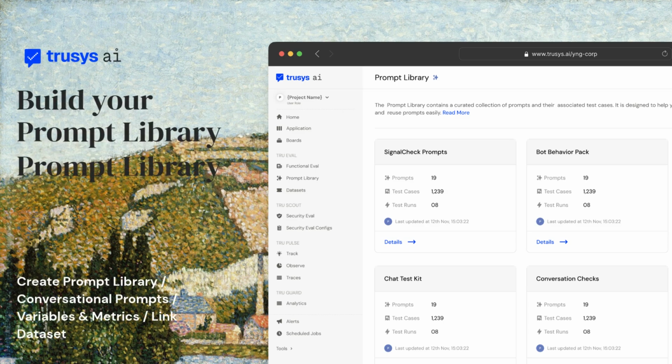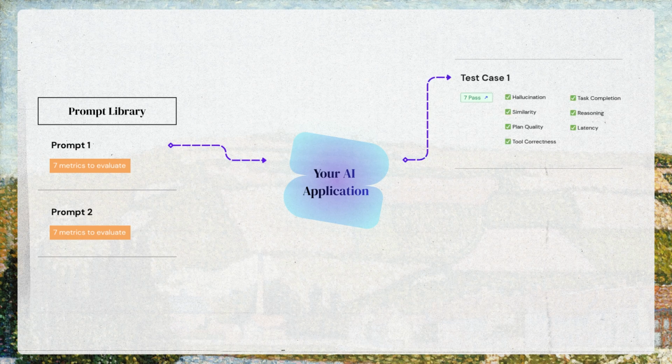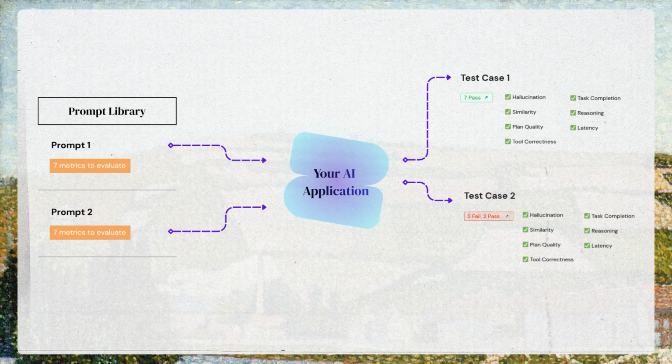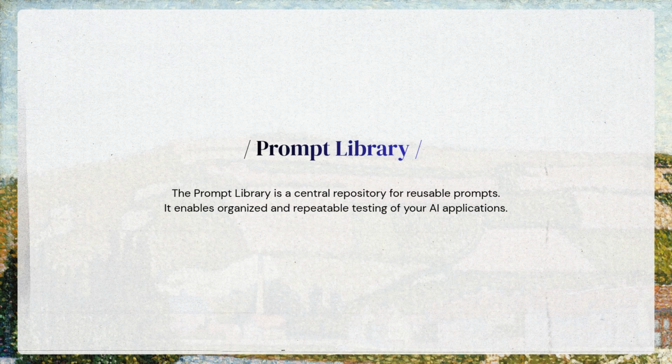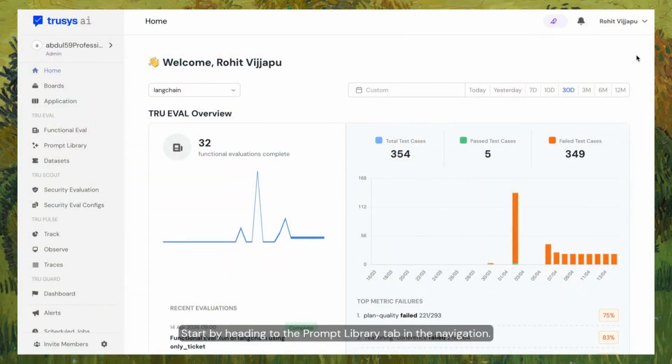To run a functional evaluation in Trusys, you need prompts and metrics, and that's exactly what the prompt library is for. In this video, I'll show you how to build one, add prompts, attach metrics, and link a dataset and get everything ready to run an evaluation. Start by heading to the Prompt Library tab in the navigation.